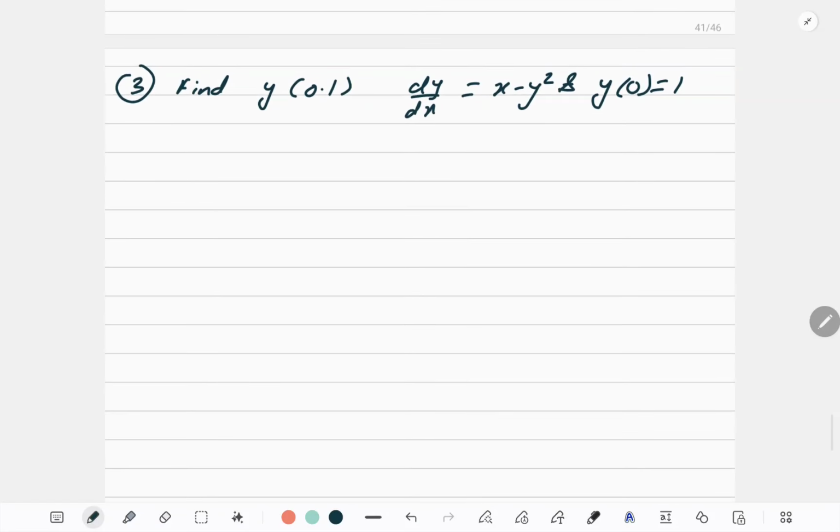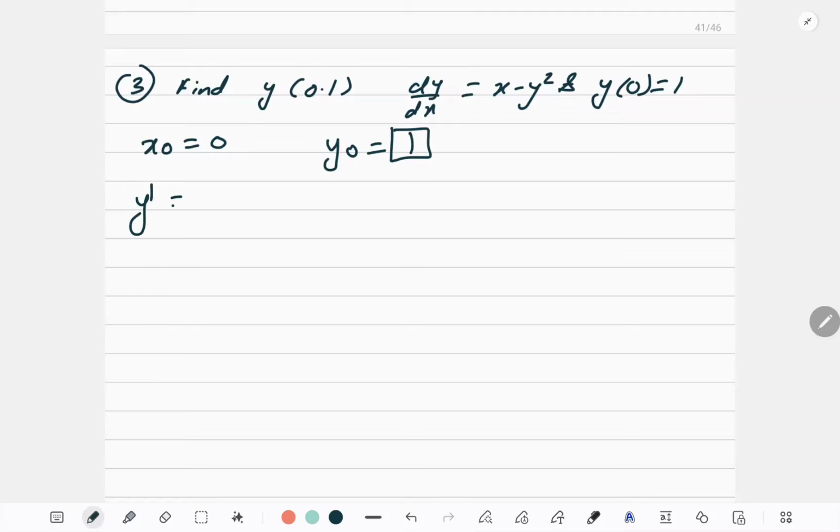Okay. Now look at this question. You have to find out y of 0.1 given this. So what is x0? 0. So again I can go for the Taylor formula. And y0 is equal to 1. So now the first value is given like this.